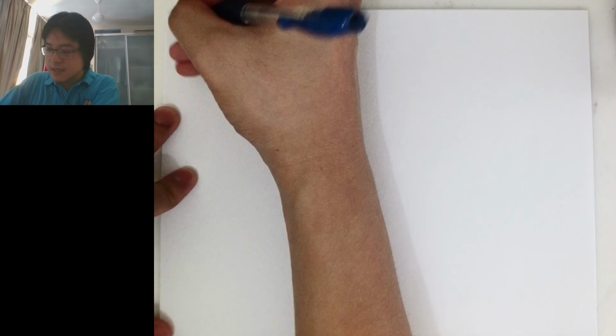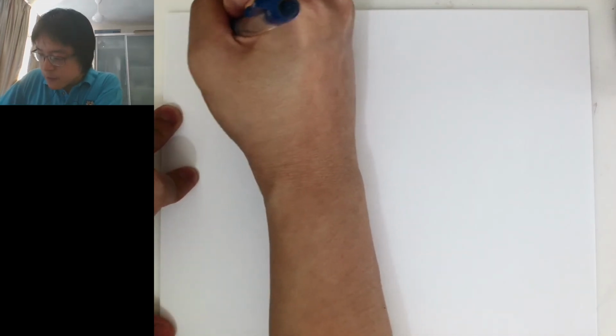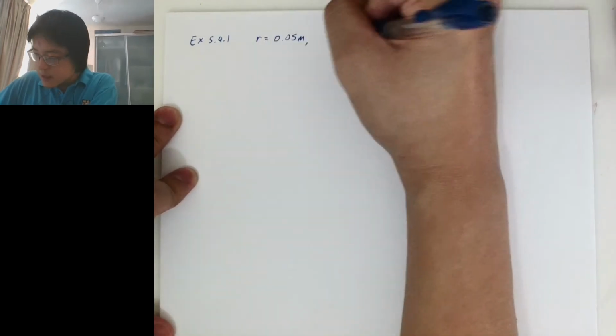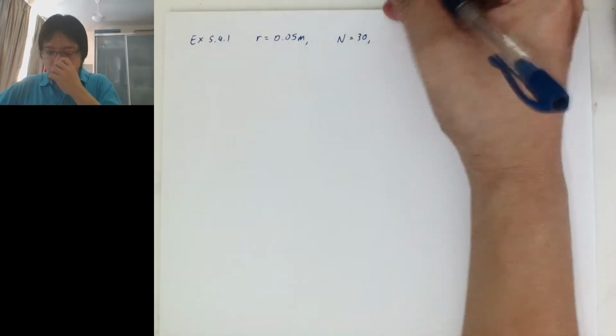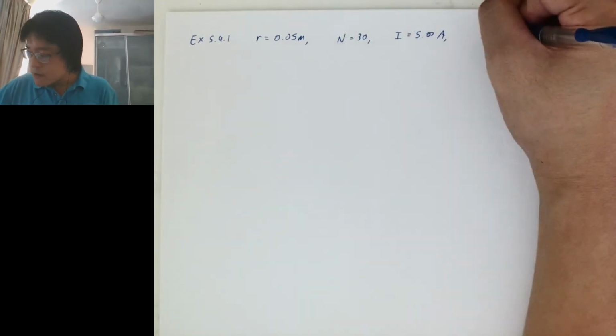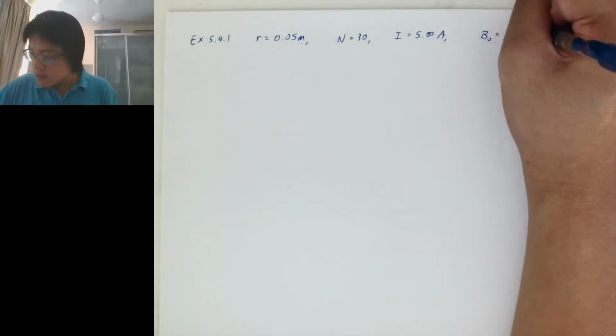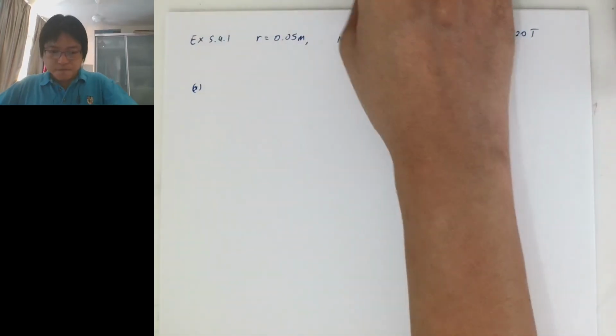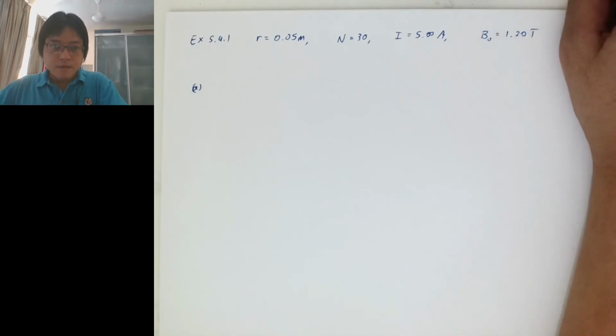So this is example 5.4.1. The radius is 0.05 meters, 30 turns of the coil, the current is 5 amps, and the magnetic field magnitude is 1.20 Tesla. So what is happening here? What did the question say again? It just lies on the horizontal plane.